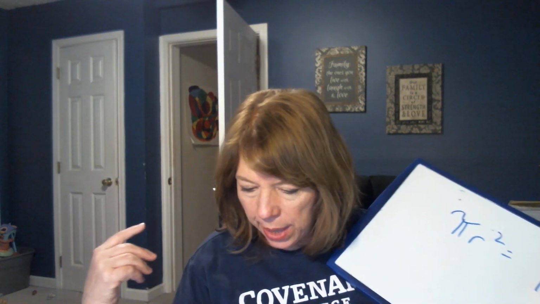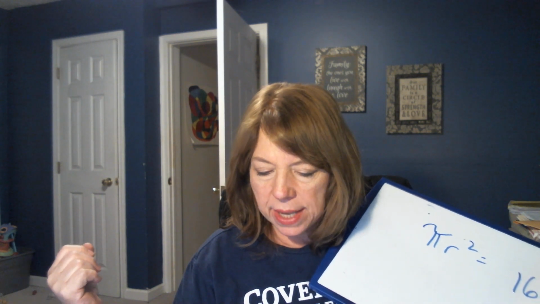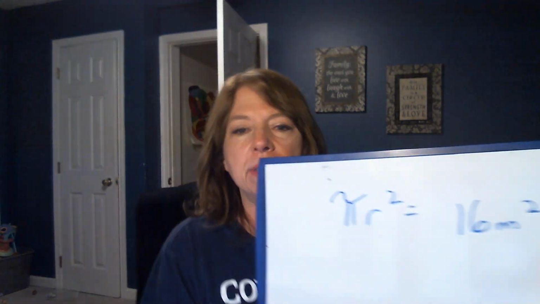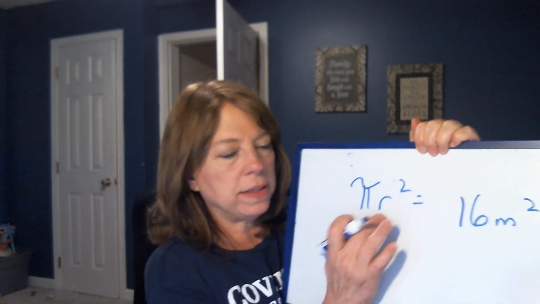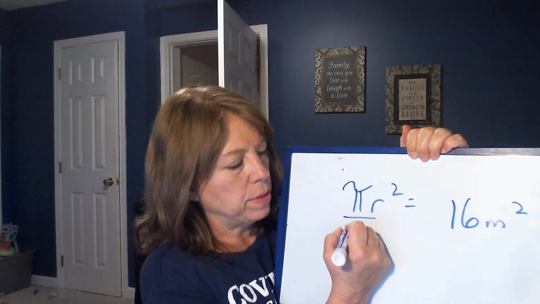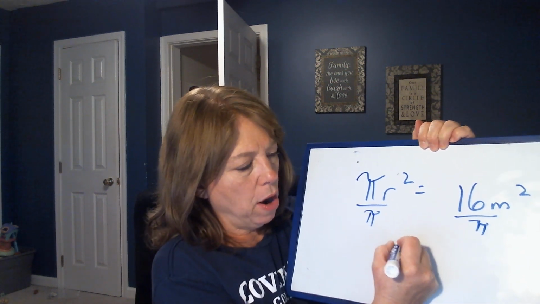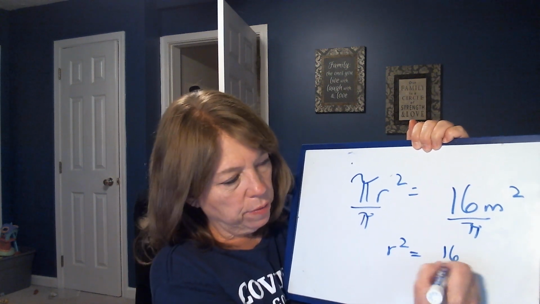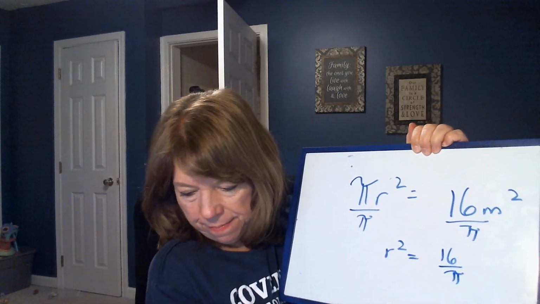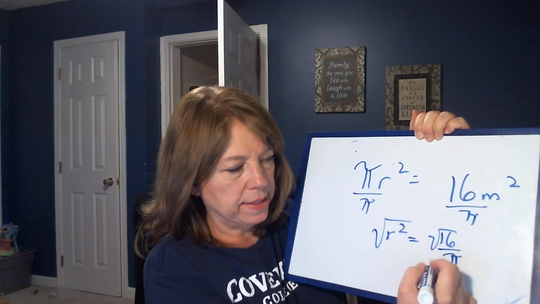So here we go. This is the problem that we had. If the area of a circle is 16 square meters, what is its radius in meters? So this is how it is set up. We're going to figure out what r squared is, so we're going to divide both sides by pi. We wind up with r squared is equal to 16 over pi. Okay, and then we're going to take the square root of both sides.